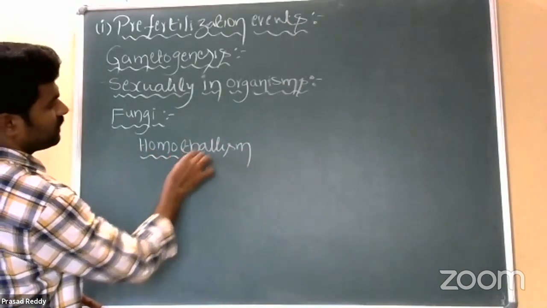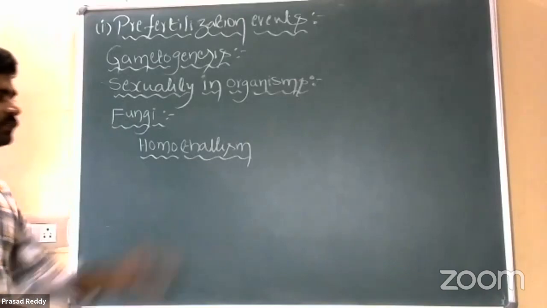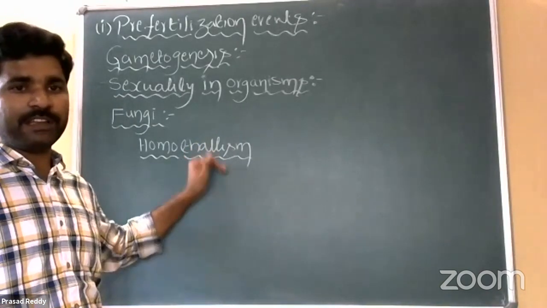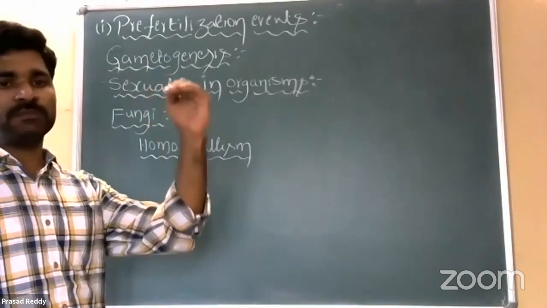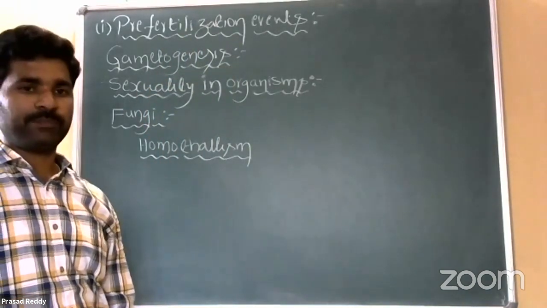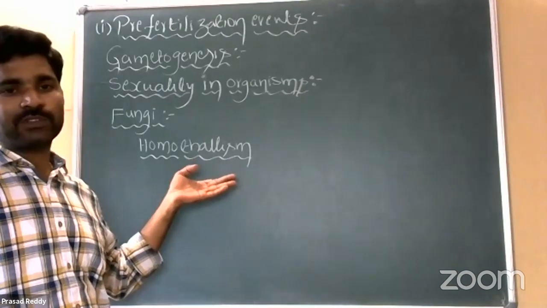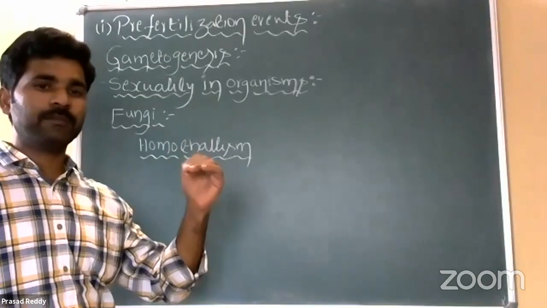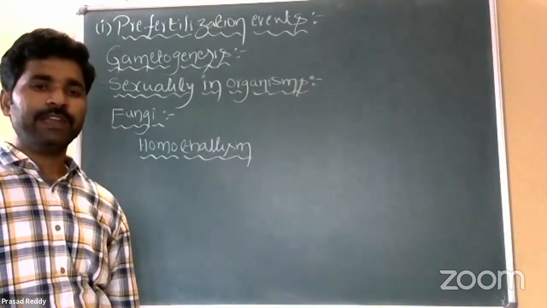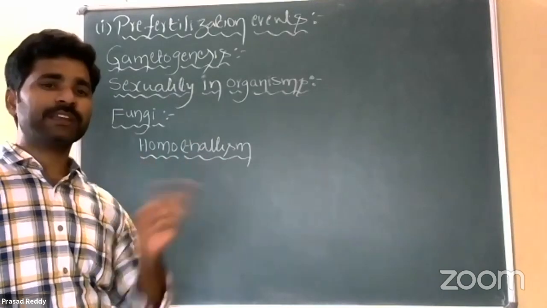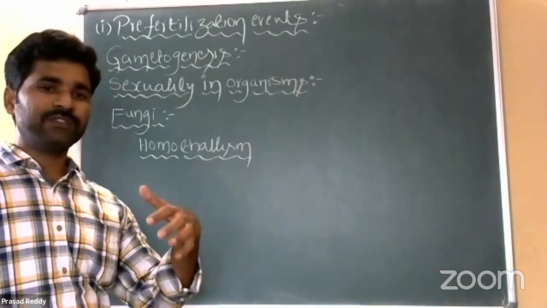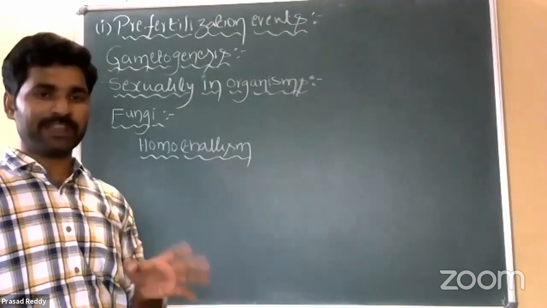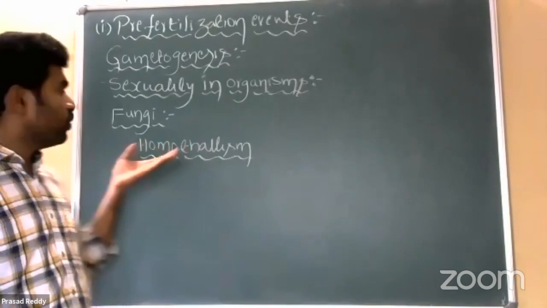So what is homothallism here? What is thallus first? Thallus is nothing but the plant body which is not differentiated into root, stem, and leaf, called thallus. But fungal members are not plants, no sir. But earlier, fungal members were placed under Plantae, in the two kingdoms classification and the three kingdoms classification. So in earlier classifications, fungal members were also included under Plantae based on some characters.